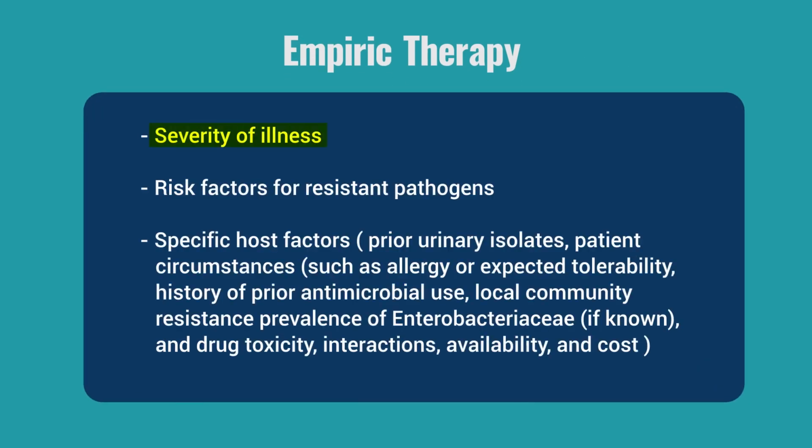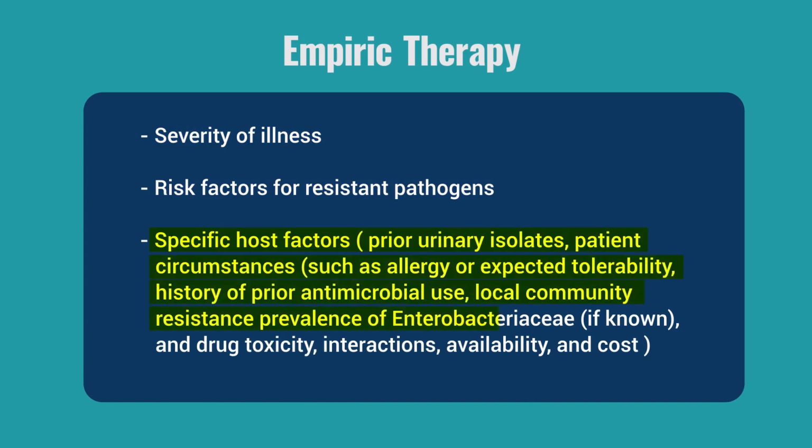Now, since we know and we have established the diagnosis of urinary tract infection, you would have sent a urine gram stain, routine, culture, we need to start the therapy, and that is called as empiric therapy. The empiric therapy depends upon multiple factors. It depends upon the severity of the illness. It depends on if you're covering a resistant pathogen. It depends upon the host factor.